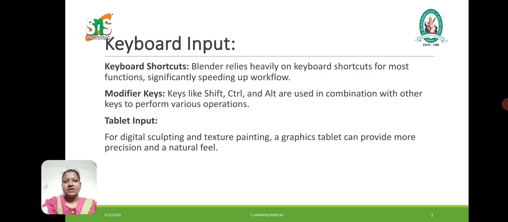Next is keyboard input. We have a number of keys on the keyboard. We can use keyboard shortcuts to easily identify and speed up workflows, along with modifier keys and tablet input. The first one is keyboard shortcuts. Blender relies heavily on keyboard shortcuts for most functions, significantly speeding up workflow. Modifier keys: keys like Shift, Control and Alt are used in combination with other keys to perform various operations. The next one is tablet input. For digital sculpting and texture painting, a graphics tablet can provide more precision and a natural feel.